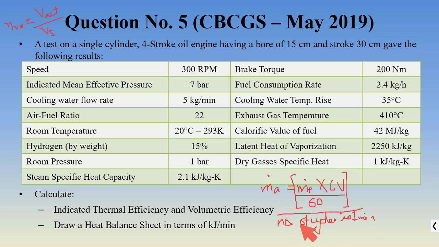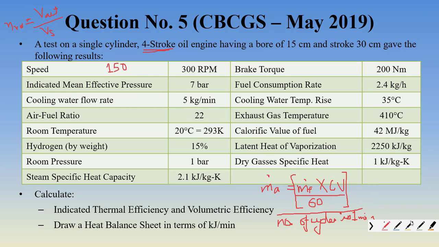So how can we find the total number of cycles in 1 minute? It is very easy. They have given us the number of rotations in 1 minute. There are 300 rotations in 1 minute and this is a 4-stroke engine. So when 2 rotations take place, there will be 1 cycle. 1 cycle requires how many rotations? 2. So when there are 300 rotations, there will be 150 cycles. So there will be 150 cycles in 1 minute.